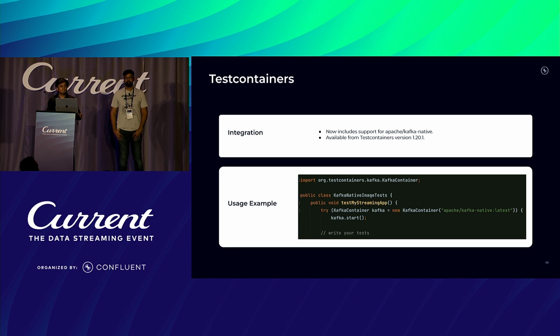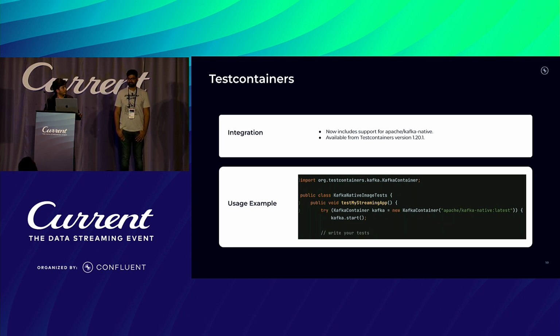So this Kafka native image has also been integrated with Testcontainers. As we all know, Testcontainers is a widely used open source framework for provisioning throwaway, on-demand containers for development and testing use cases. Recently the team at AtomicJar worked on it and added support for this image to Java Testcontainers. This will greatly simplify the process of integrating this Docker image into our tests. This feature is available from version 1.20.1 of Java Testcontainers.